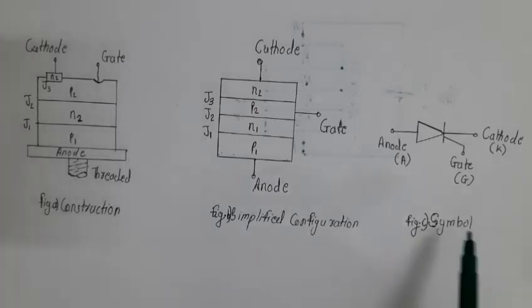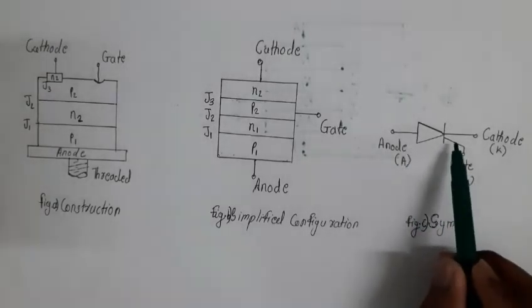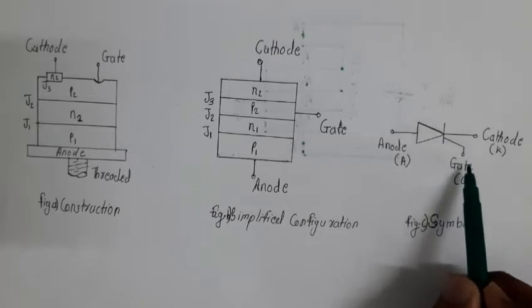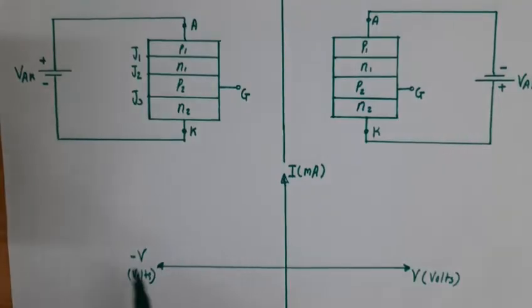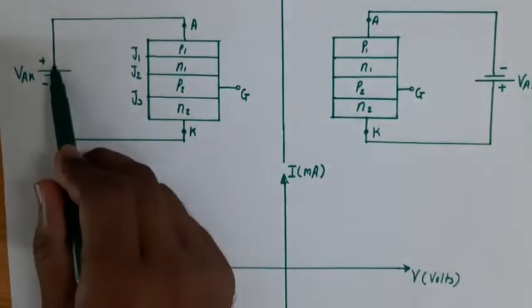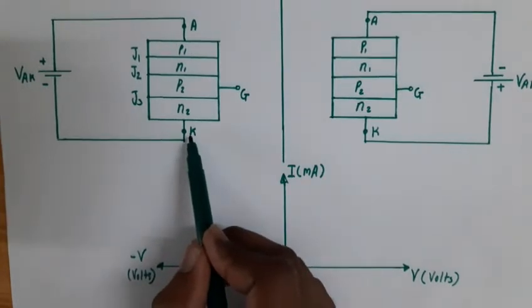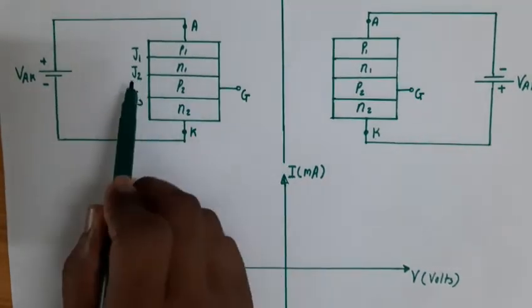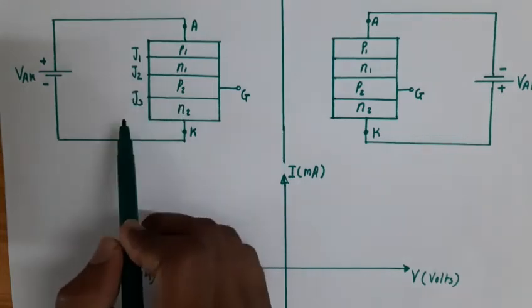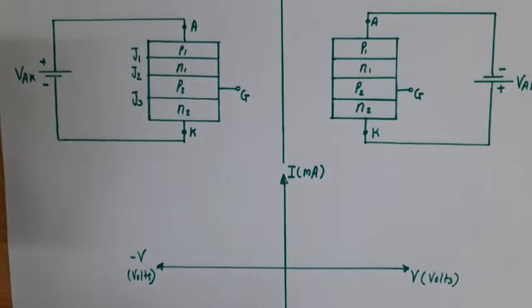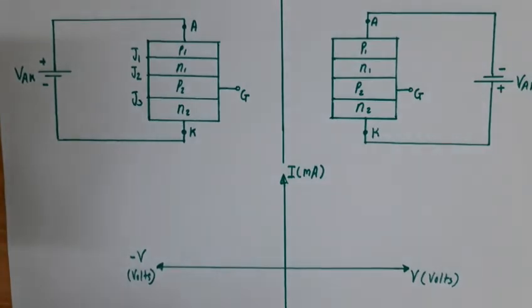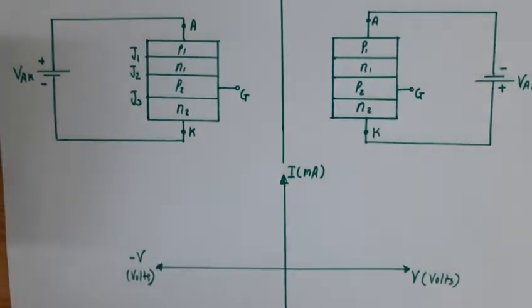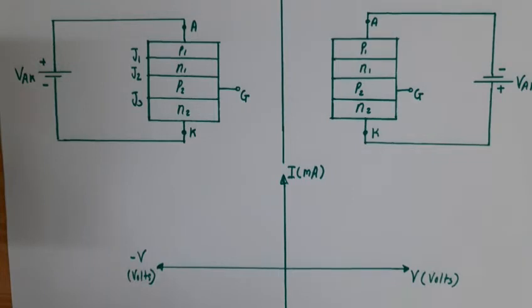The figure C shows the symbol for SCR. It is similar to diode with additional gate terminal. When anode is positive with respect to cathode, the junctions J1, J3 are in forward bias and have the low resistance, but the junction J2 is reverse bias and has high resistance. Under these conditions, the thyristor is in forward blocking state.